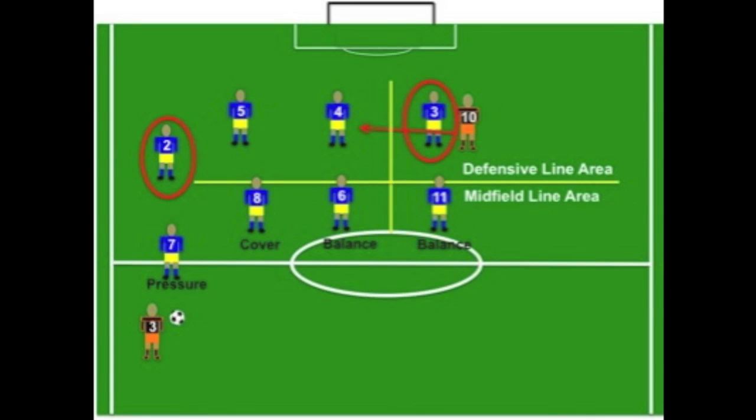If the number 10 decided to go up and break that middle line going towards the number 11, the number 3, the left wing back, would let that number 10 go to the number 11 and switch back into his zone in the back line. But he would follow him up to that yellow line and then verbally and visually switch to the number 11.